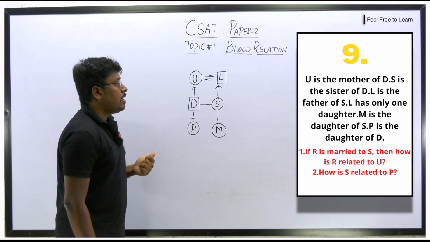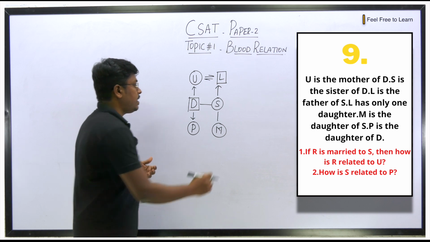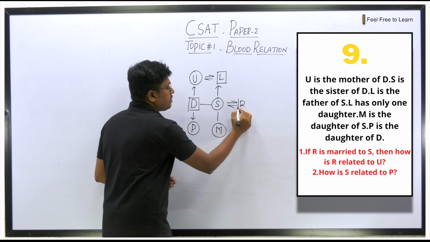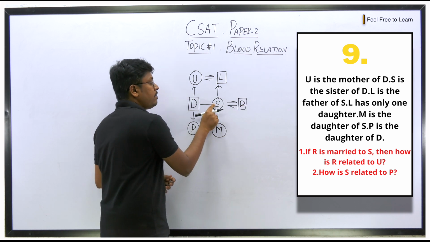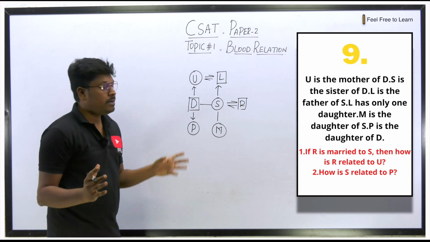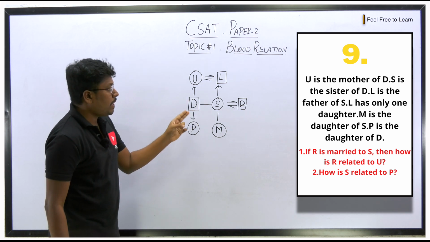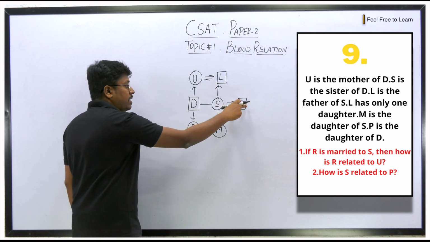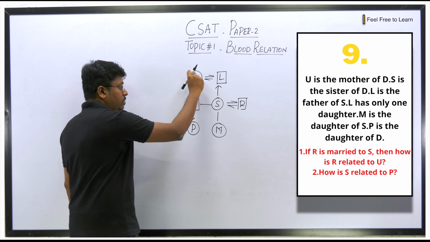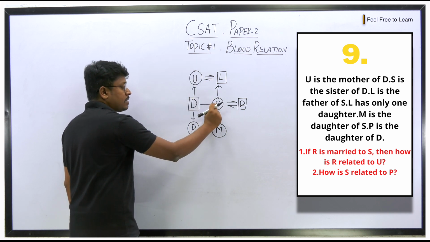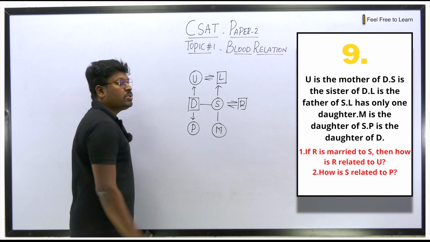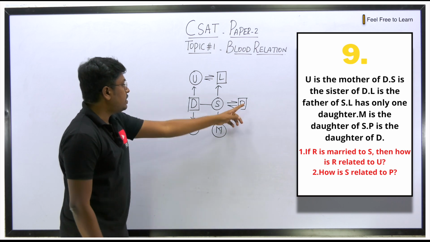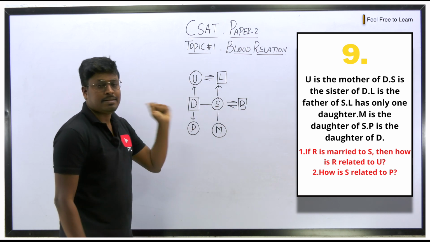So first question, if R is married to S, it's a condition, right? They have given a condition that if R is married to S. We already know that S is a female person, so definitely R will be a male person. If R is married to S, then how is R related to U? From U, our target is to find the relation of R. From U, S will be the daughter, so daughter's husband should be called son-in-law. So the answer is son-in-law. Got it?